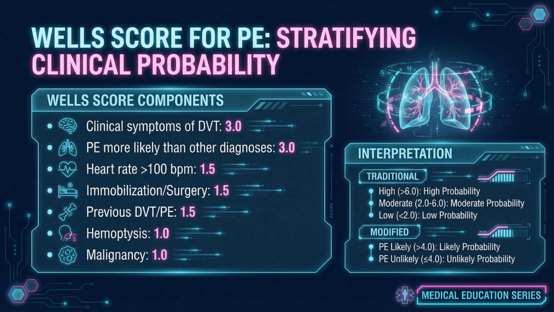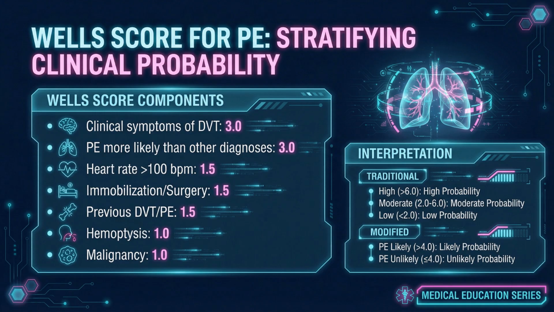Once you sum these points, the interpretation can follow 2 approaches. The traditional method stratifies patients into low, moderate, or high probability categories, with scores below 2 indicating low probability, between 2 and 6 moderate, and above 6 high probability of PE. Alternatively, a simplified, modified approach groups patients into PE unlikely if the score is 4 or less, and PE likely if above 4. This dichotomous classification is often more practical in clinical settings.